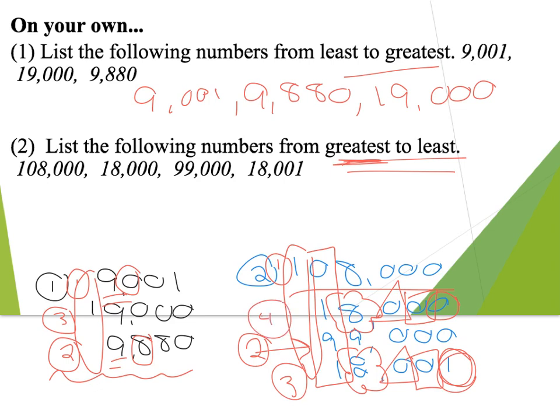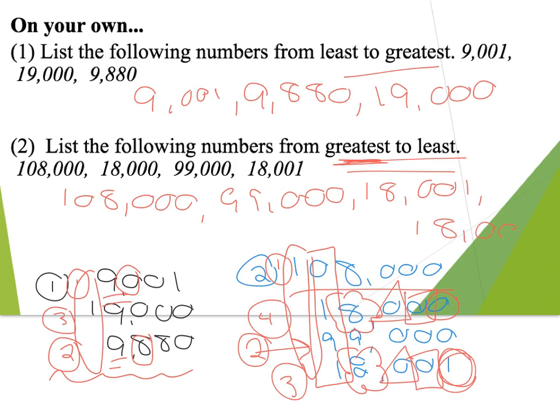So our final answer is 108,000 as our largest number. Then 99,000 as our second largest number, 18,001, and 18,000. Okay, and you guys are ready to go for class tomorrow.